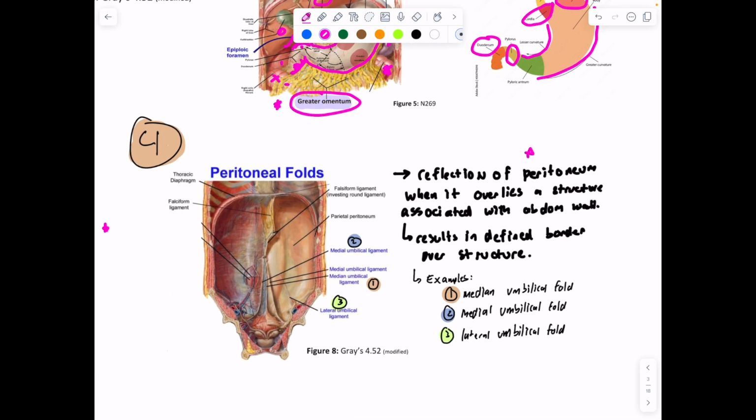All right, so then our final structure that's special is our peritoneal folds. This is basically a reflection of the peritoneum when it overlies the structure associated with the abdominal wall. It results in a defined border over structure. So the three that we have are the median umbilical fold, the medial umbilical fold, and the lateral umbilical fold. All right, so medial umbilical ligament, which is made of peritoneum, so you could say fold, and then as it extends outwards, we're looking at a cross section, medial umbilical ligament, and then lateral umbilical ligament.